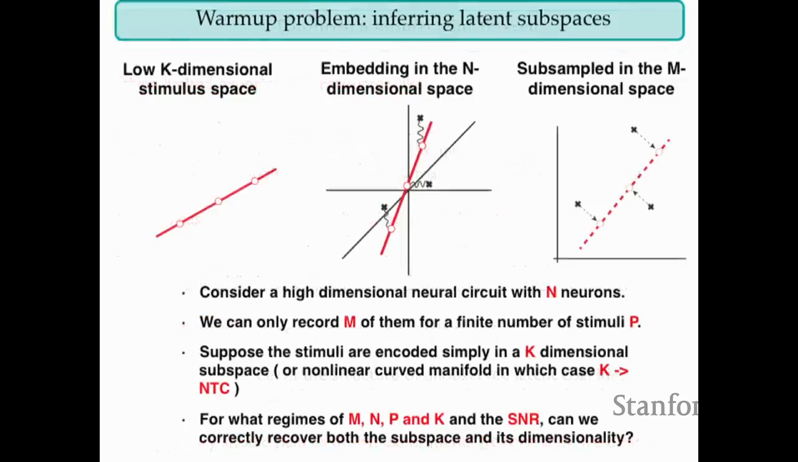So let's consider a relatively simple warm-up problem, which is inferring latent subspaces in which data live. Here's the idea. Let's say that on individual trials, there's some latent space, like a low-dimensional space of things that the monkey can think, movements that the monkey can imagine, or even stimuli that the monkey sees, in which case they're not latent variables, they're actually observed variables.